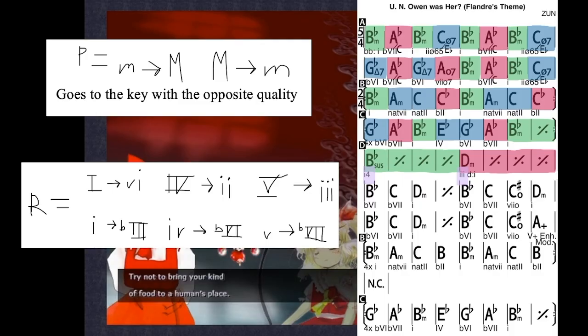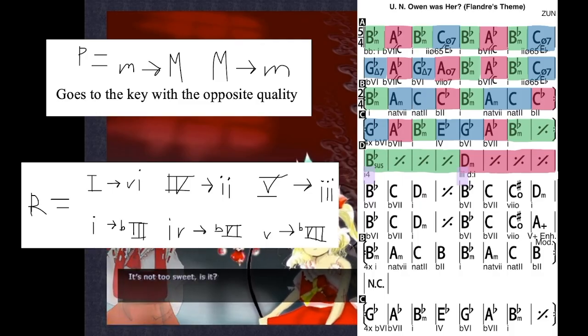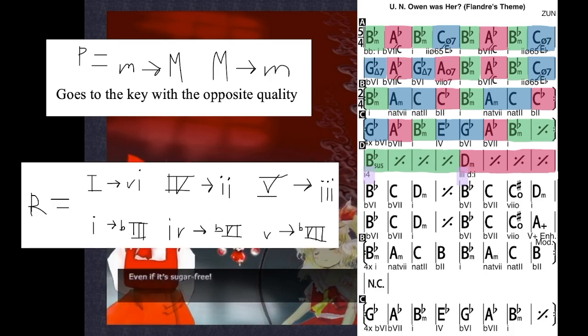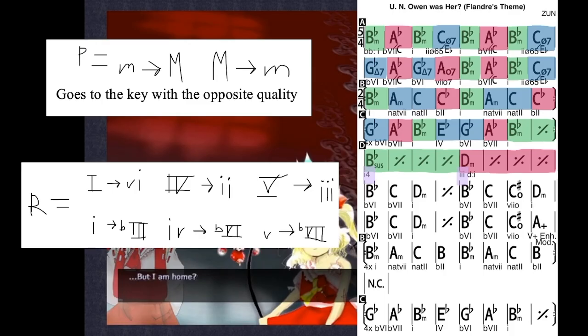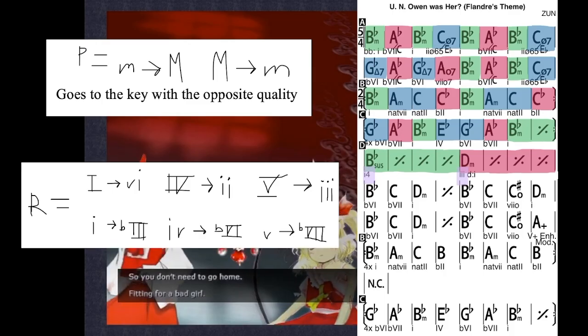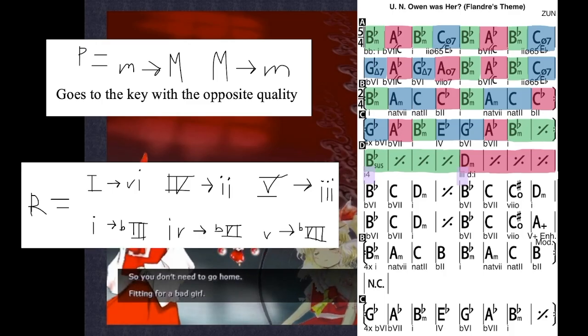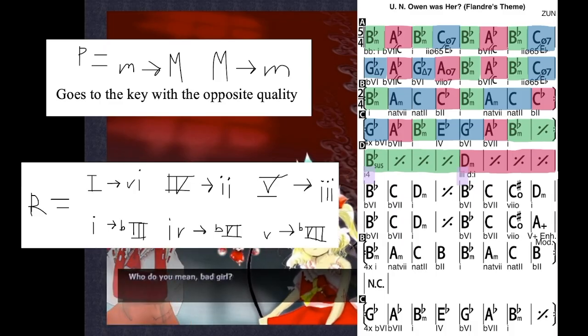If it's a 1 chord, it'll become a 6 chord. If it's a 4 chord, it'll become a 2 chord. If it's a 5 chord, it'll become a 3 chord. And then it's the reverse in the opposite direction for minor. So if you have a minor 1 chord, it'll become a flat 3 chord. If you have a minor 4, it'll become a flat 6 chord. And if you have a minor 5, it'll become a flat 7 chord.